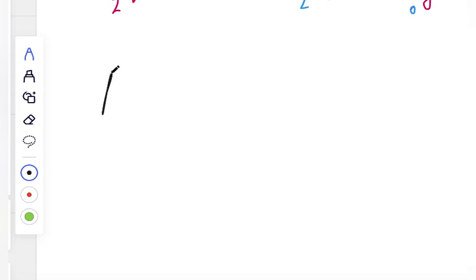So americium is 243, so we write it here: Am, 243, and here is 95. The question says it undergoes an alpha decay, so you put a decay arrow here. It undergoes an alpha decay to form neptunium. They've told you what it will form.